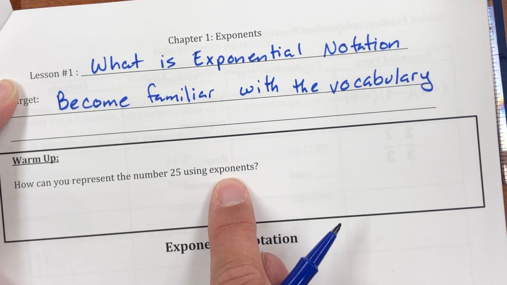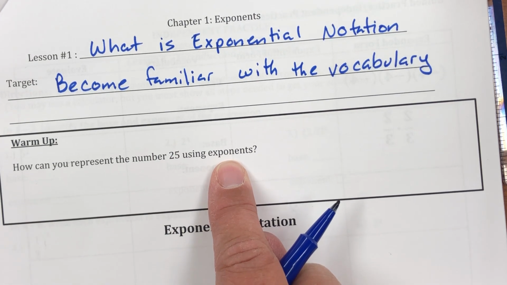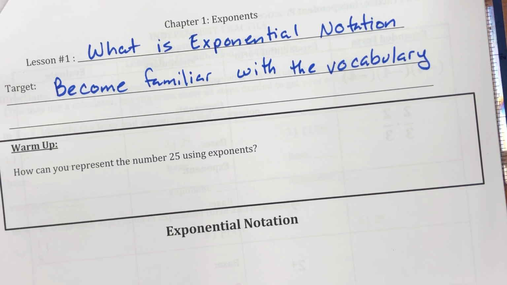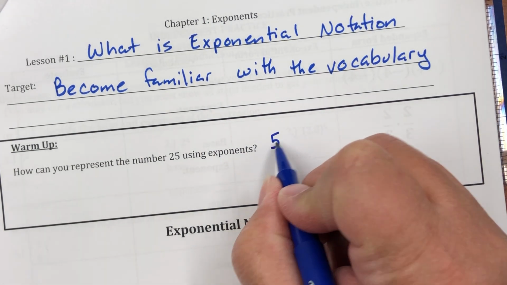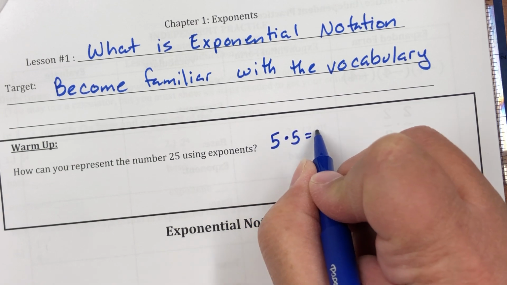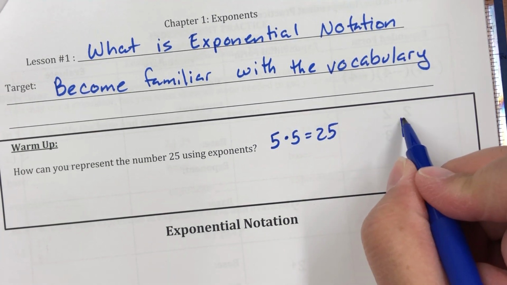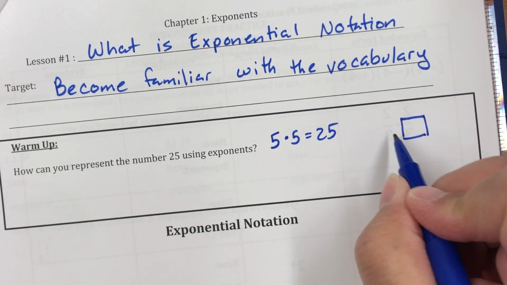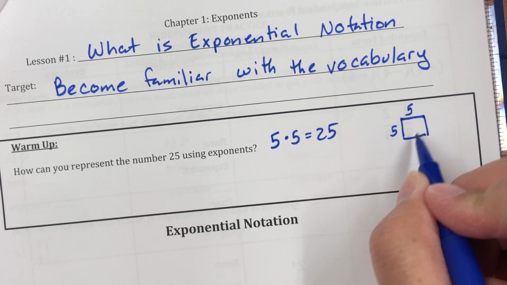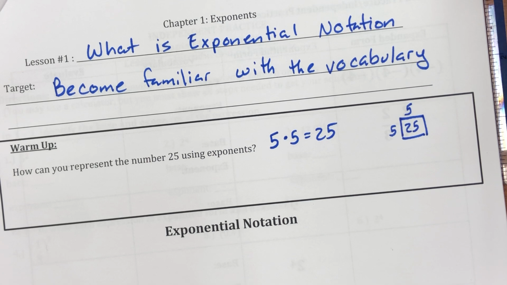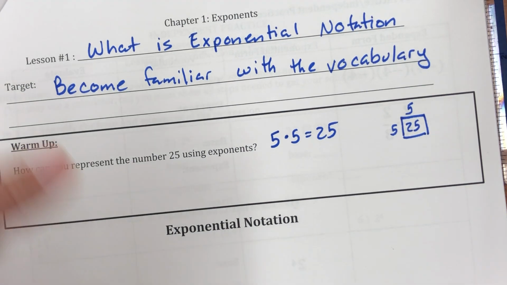How can you represent the number 25 using exponents? Well, you might have heard that 25 is a perfect square, but what does that mean? It means really that 5 times 5 is 25. It's the same number times itself. But why is that called a square? Well, it's because it comes from the area of a square. If you have a square with 5 on one side and 5 on the other side, the area of that square is 25. That's a perfect square because both sides are integers.